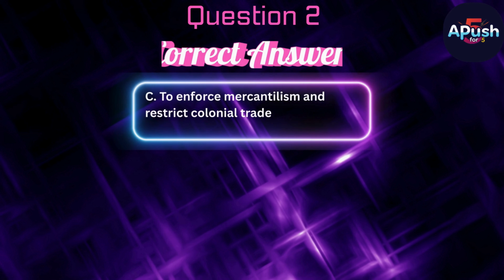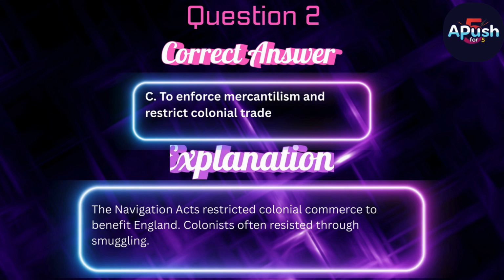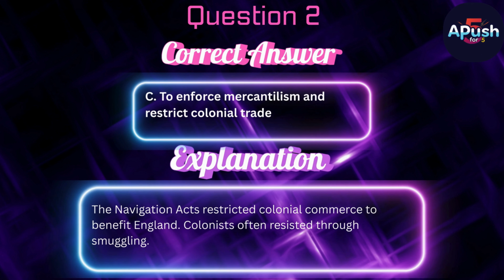The correct answer is C. To enforce mercantilism and restrict colonial trade. The Navigation Acts restricted colonial commerce to benefit England. Colonists often resisted through smuggling.